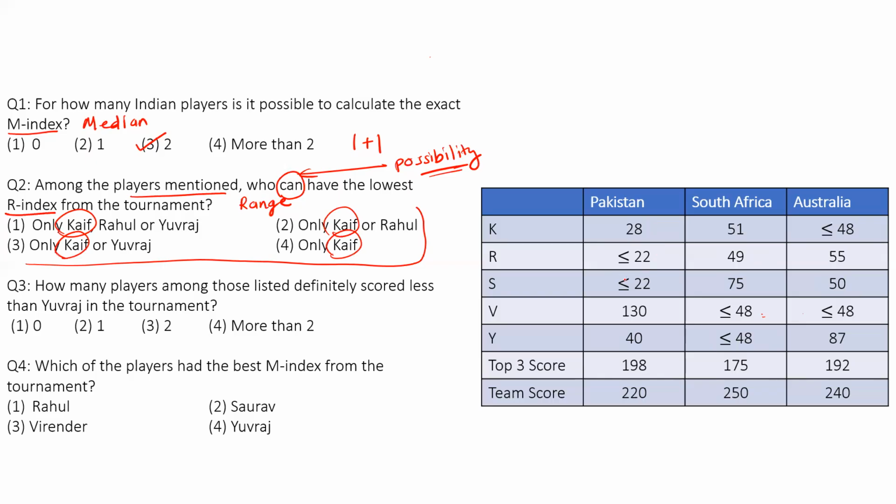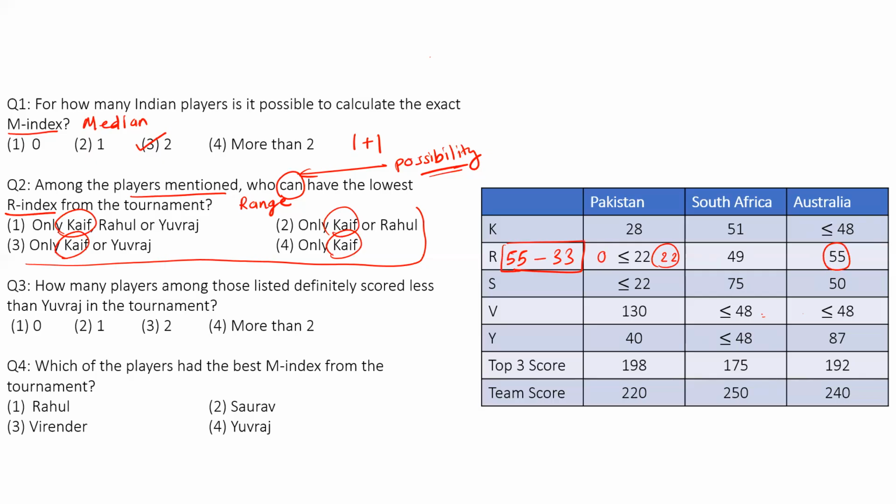Okay. Now for Rahul, range is nothing but highest minus lowest. So the lowest value can be 0. So what can be the highest value for the range of Rahul? It will be 55. Or his maximum score in this match can be 22. In that case, the range value will be equal to 33. Correct? So we got the range for the R index of Rahul.